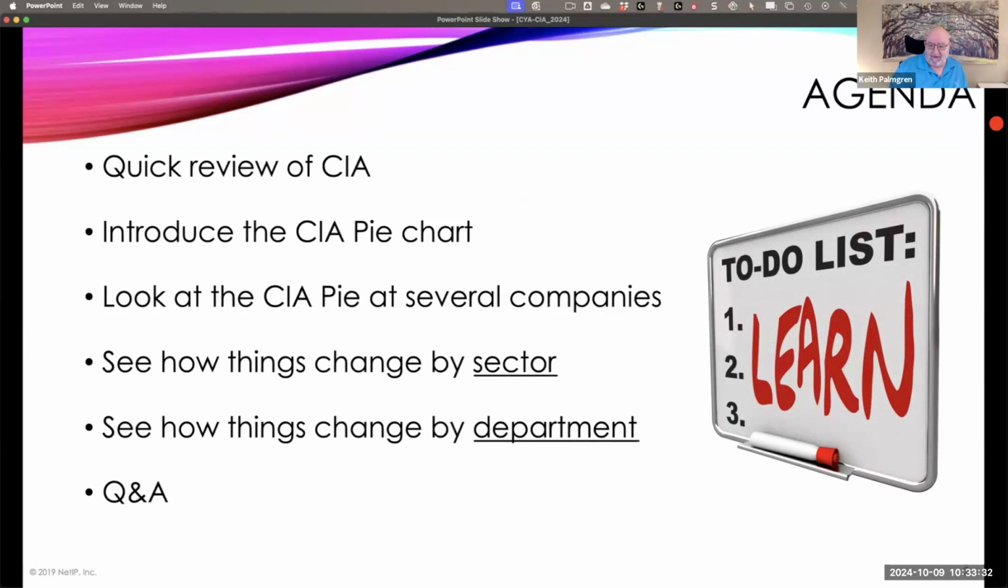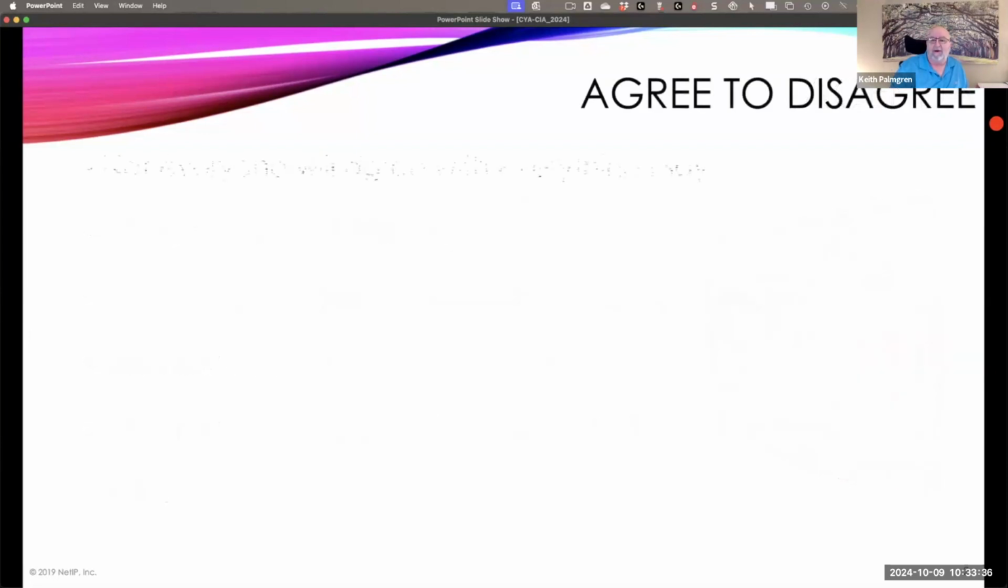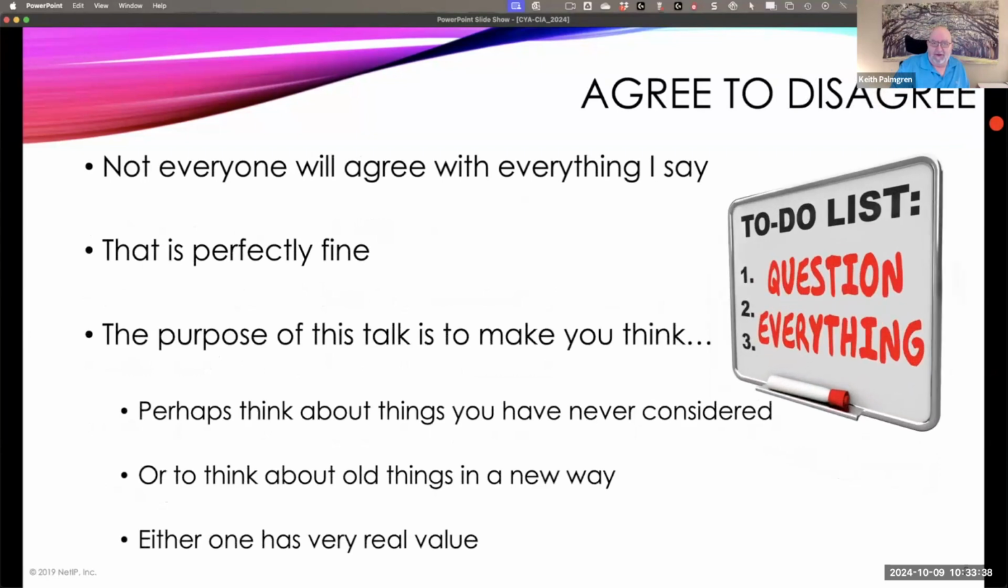But basically, the main to-do list is what we're going to learn. That's the whole idea here. And feel free to disagree. Not everybody is going to agree with everything I have to say here. That is perfectly okay. In fact, it's fully expected. Agree or disagree, we can have a discussion about that.